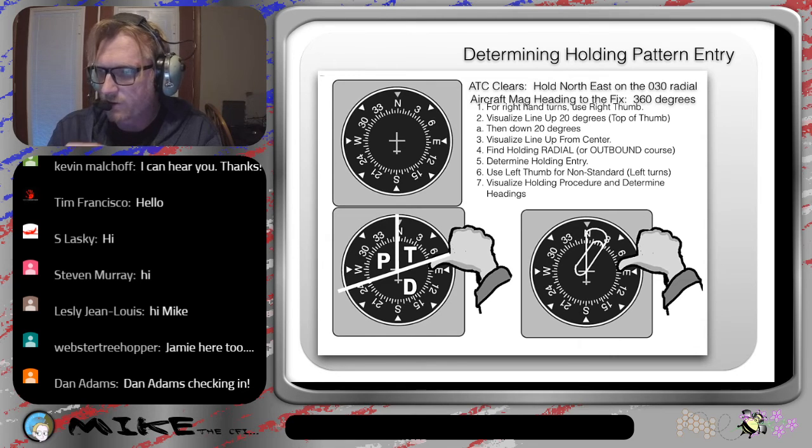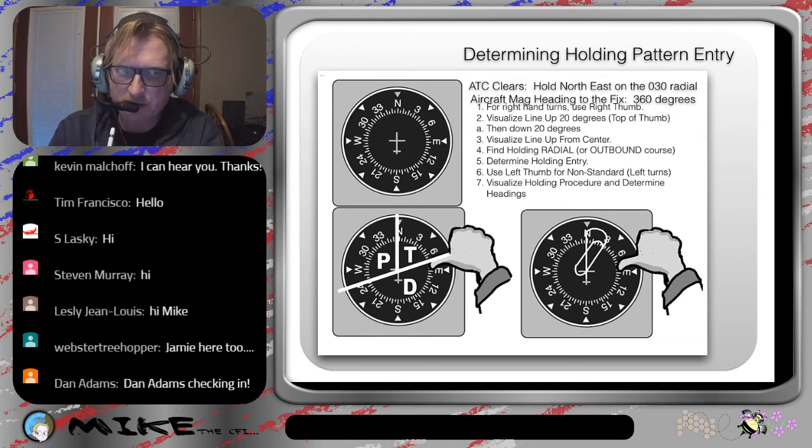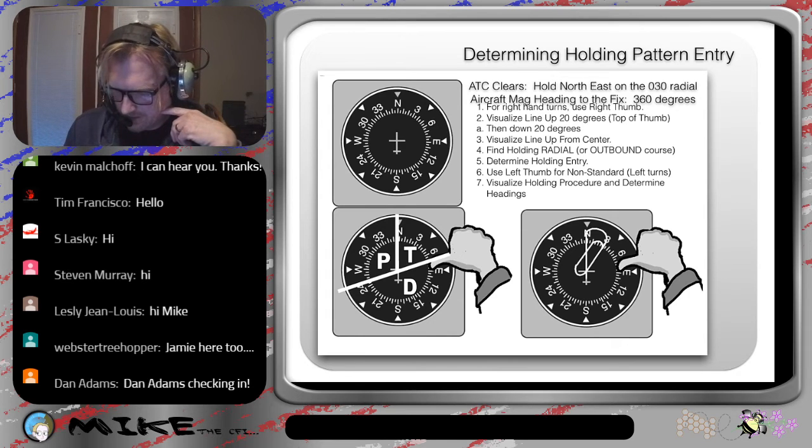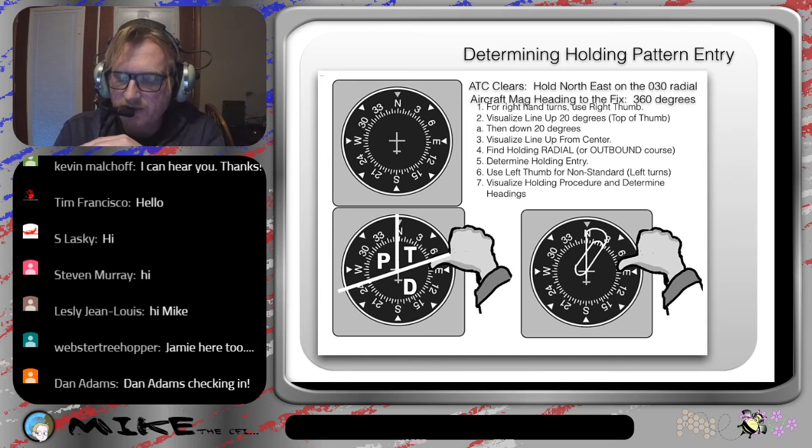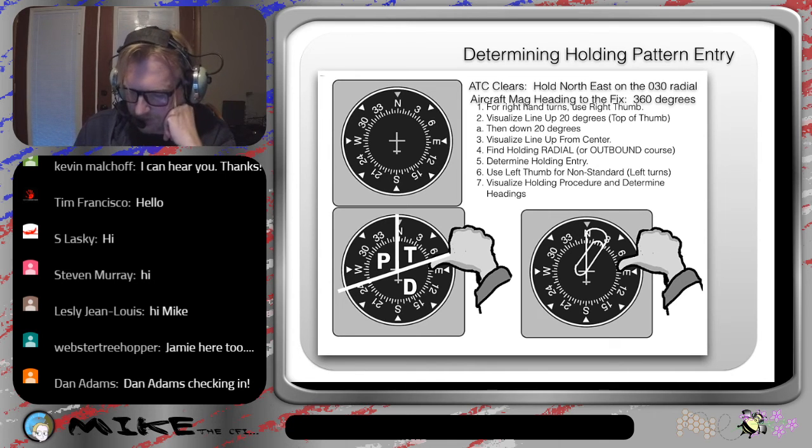And the holding entries are actually based upon the heading that you're flying as you approach the station. So because of that, we can use the heading indicator as a tool to help figure out what holding entry we want to do. And you can actually use this technique on a lot of the FAA test questions too, because they usually give you some heading indication that you can use as a reference.